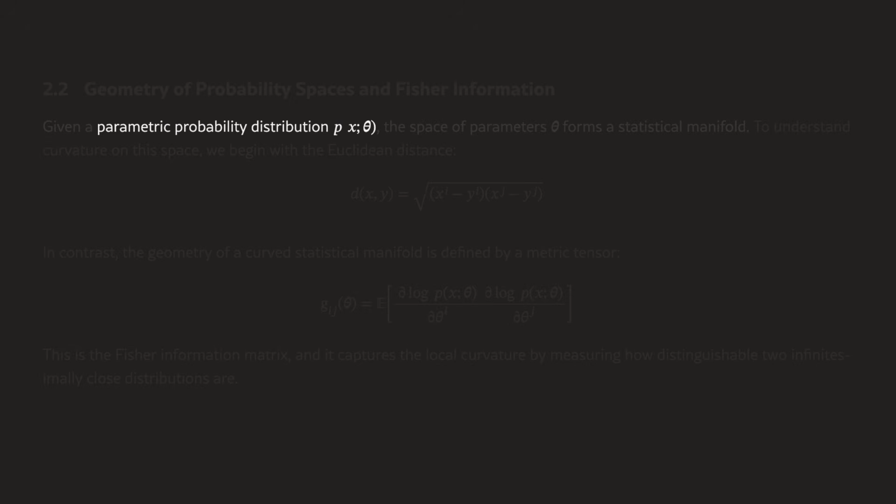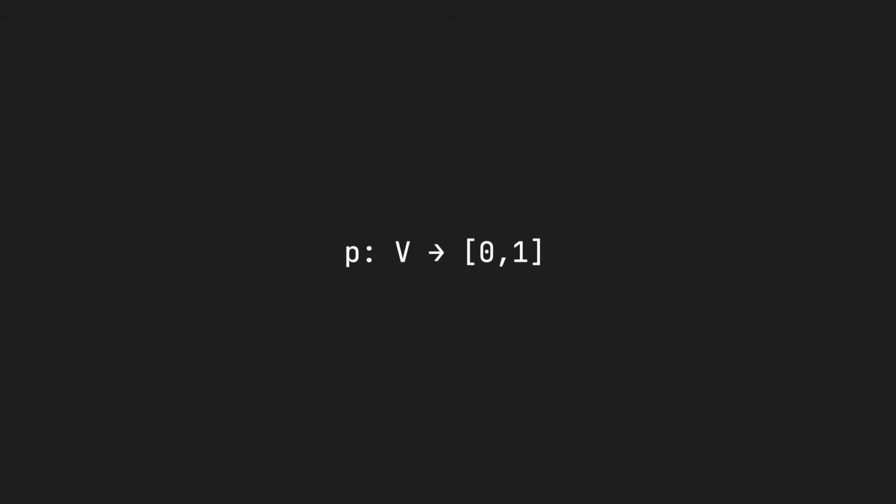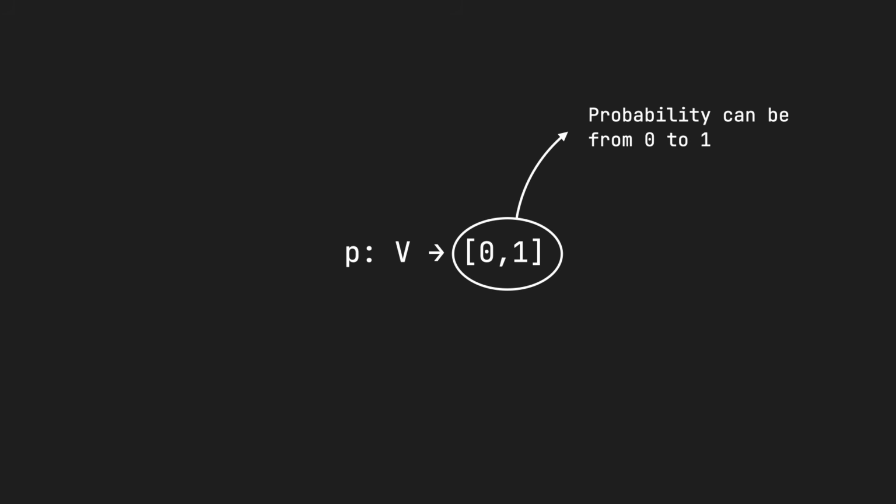Let's start by looking at probability distribution. We know an LLM creates a probability distribution. We have these different probabilities for each element in the vocabulary of an LLM. And how do we look at this from a mathematical perspective? You think of it as a function where V represents the vocabulary of an LLM, and it's assigning a probability from 0 to 1. So a probability can be from 0 to 1. So this is looking at it from a mathematical perspective as a function.